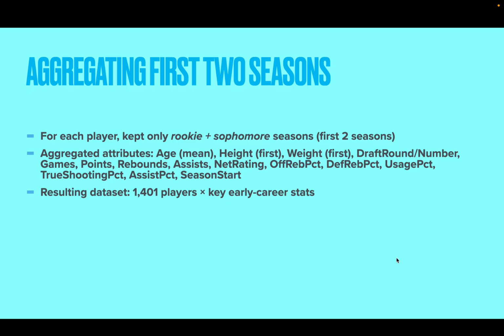I aggregated the first two seasons for each player, so keeping only their rookie and sophomore season with different attributes. Most importantly, the ones we'll be looking at are points, net rating, and games played. The resulting data set is about 1,400 players and their key early career stats.